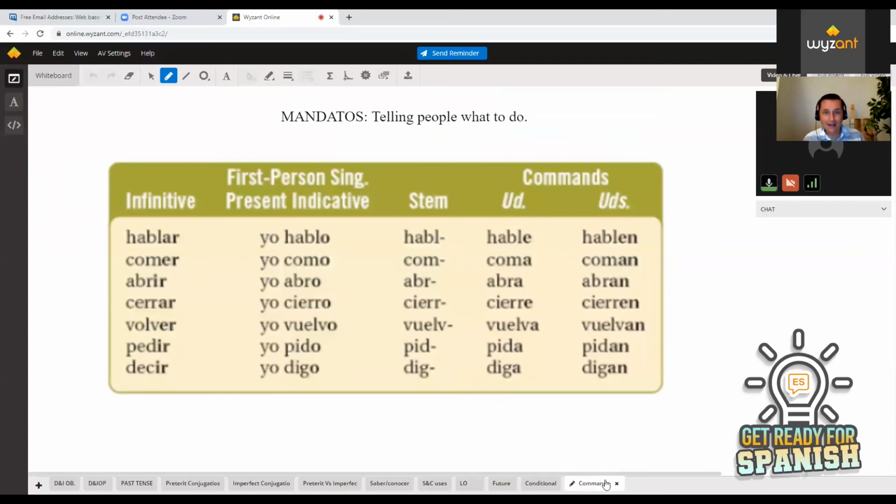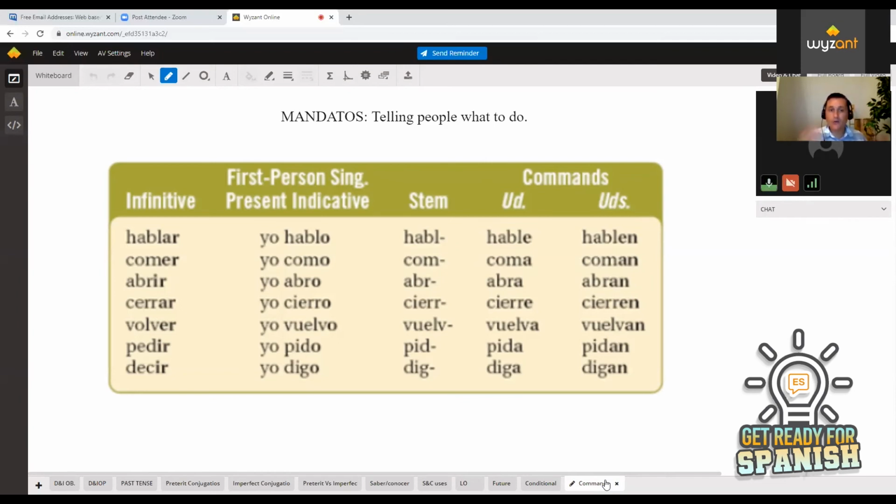And then finally, the other big thing that you are going to learn is what we call mandatos, or commands. That means to tell people what to do. You usually are going to do this when we talk about health and going to the doctor, and the doctor telling us to drink more water, exercise more, things like that. A lot of students, a lot of books, teach this when they talk about health in vocab.